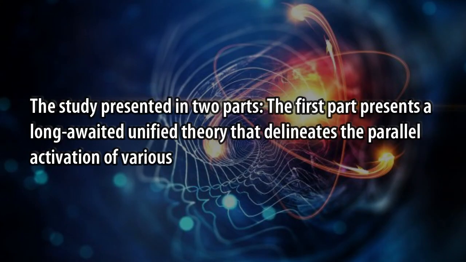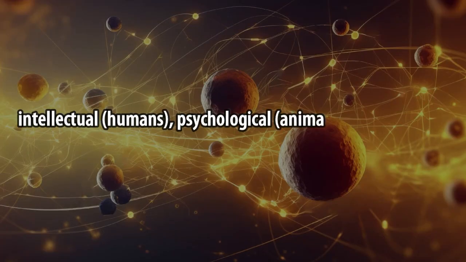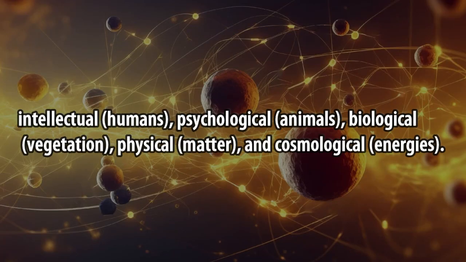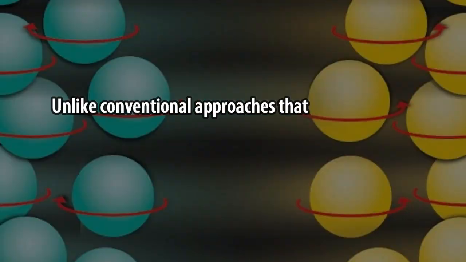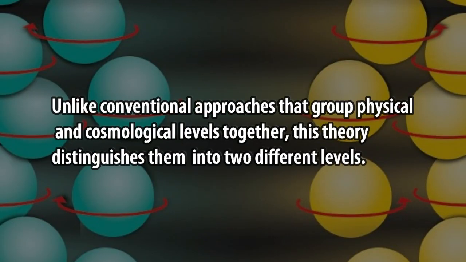The study is presented in two parts. The first part presents a long-awaited unified theory that delineates the parallel activation of various levels of the universe: intellectual (humans), psychological (animals), biological (vegetation), physical (matter), and cosmological energies. Unlike conventional approaches that group physical and cosmological levels together, this theory distinguishes them into two different levels.